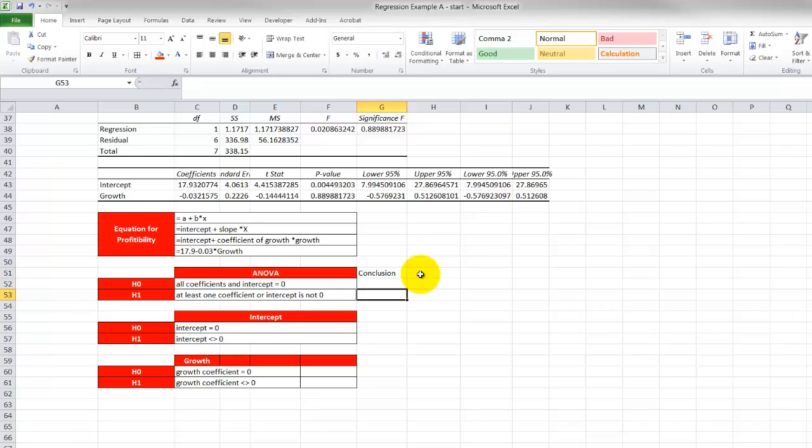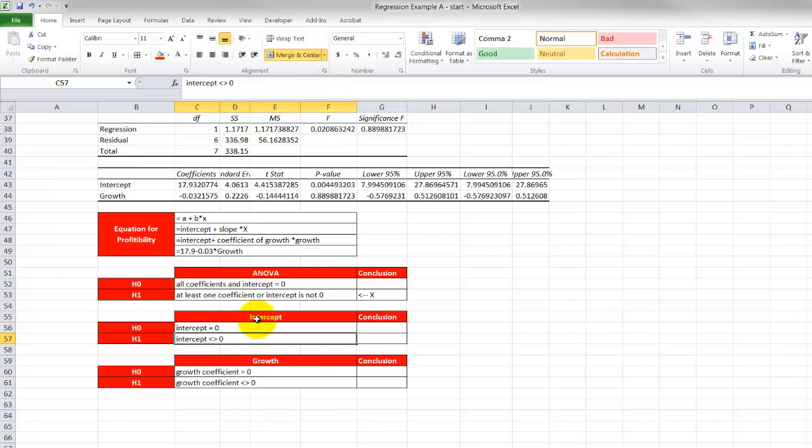And we are concluding this. At least one is. Or maybe I'll just put an arrow and an X to demonstrate that there. Okay, so our conclusion for the first one is that at least one is not. What about the intercept? Now we're figuring out which particular one is significant.